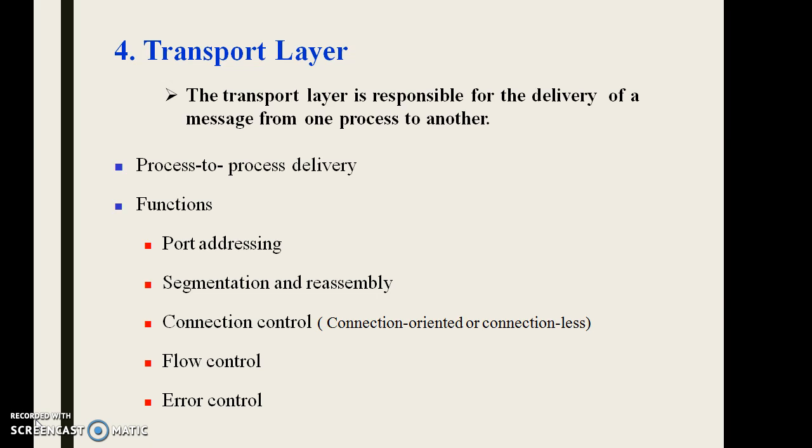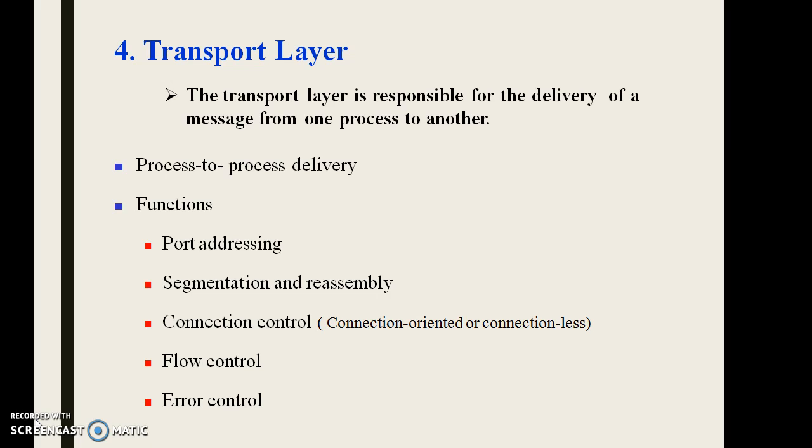Third one, connection control. This layer can be either connectionless or connection oriented. For connectionless services, each segment is treated independently and delivered to the transport layer at the destination host. In connection oriented services, the connection should be established first between the transport layer of the sending and the receiving host. After the packets are delivered, this connection will be terminated.